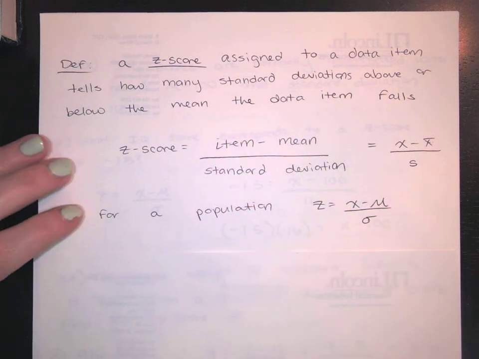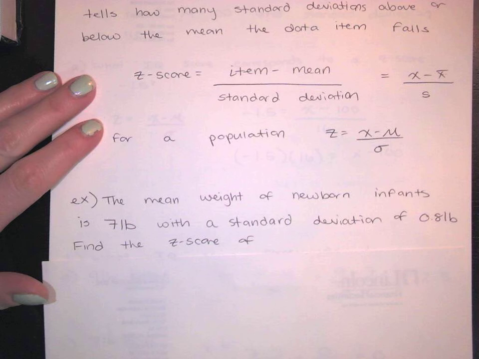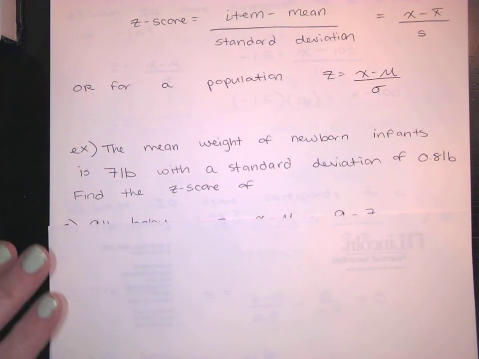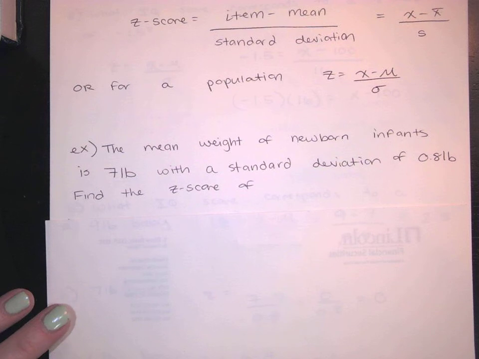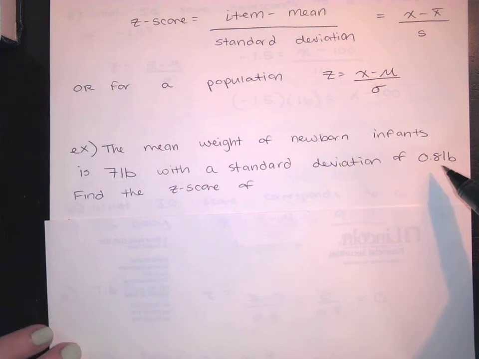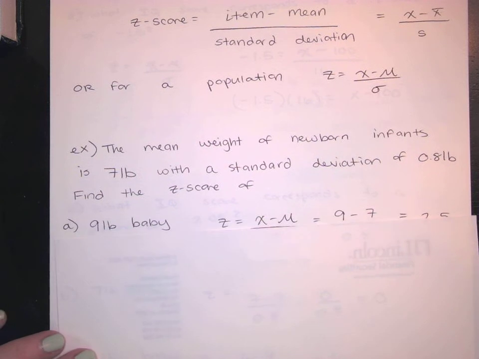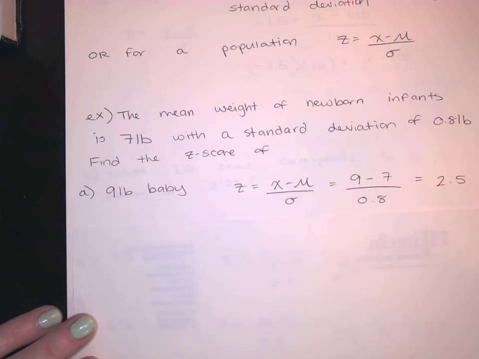So let's do this for a few examples. The weight of newborn infants is normally distributed, and the mean weight is 7 pounds. The standard deviation is 0.8 pounds. And we are going to find the z-score for different weight newborns. So let's think about a 9-pound baby.